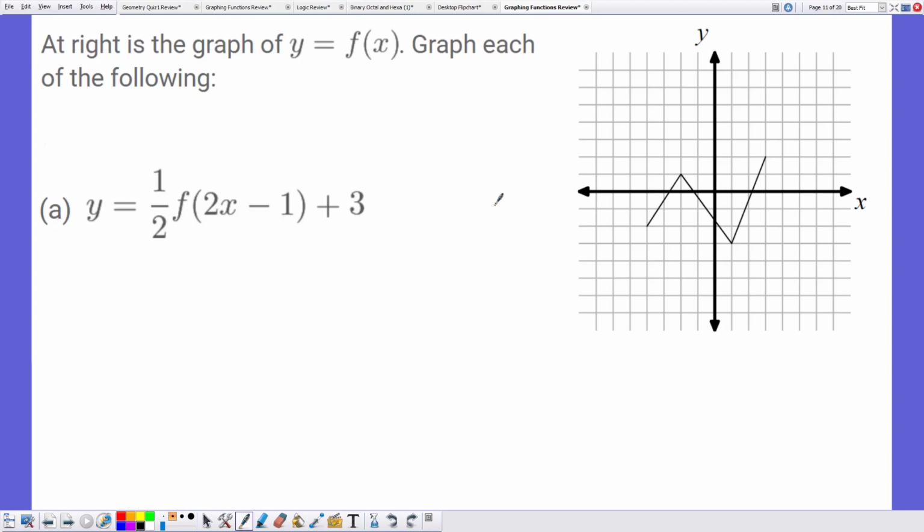Hello everyone. So, this is a somewhat advanced function transformation problem. But let's see what we can do. It says the graph on the right is our f of x, and it wants us to graph y equals 1 half times f of 2x minus 1, plus 3.